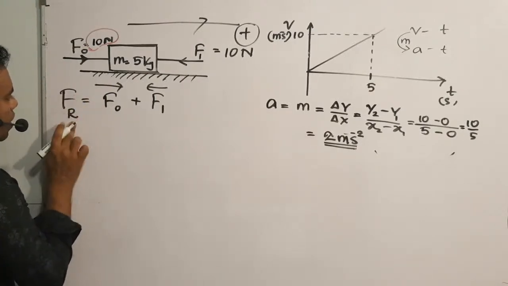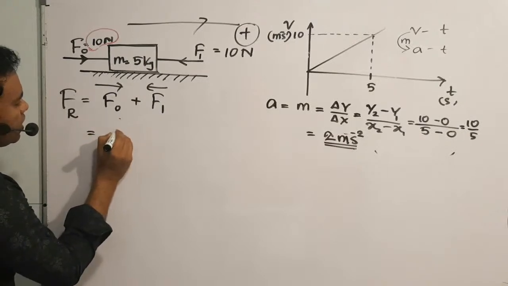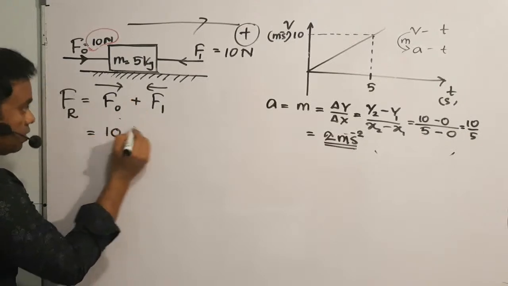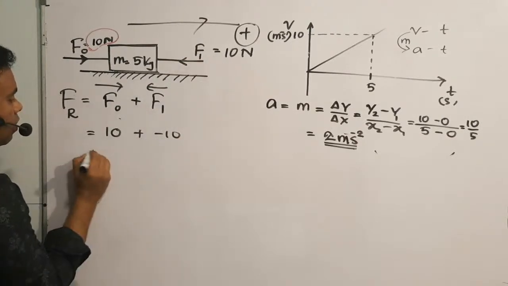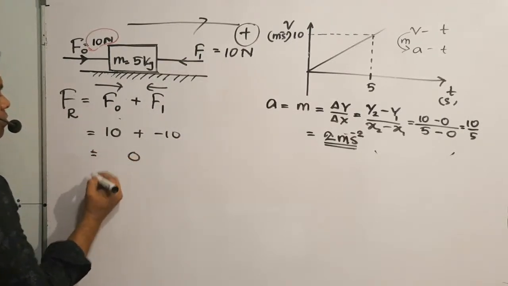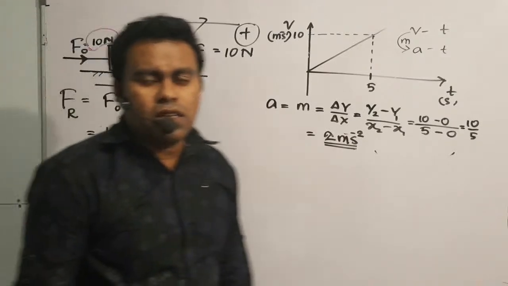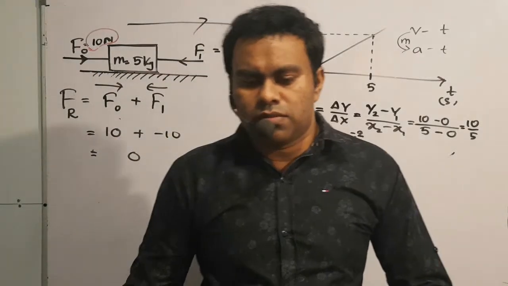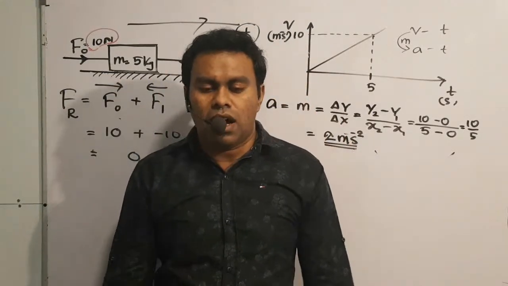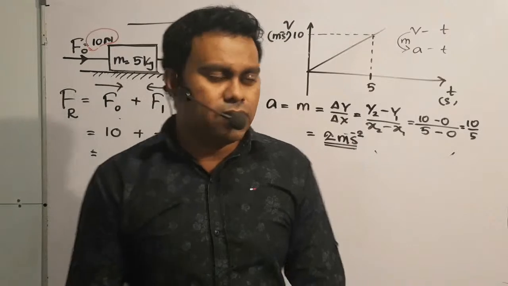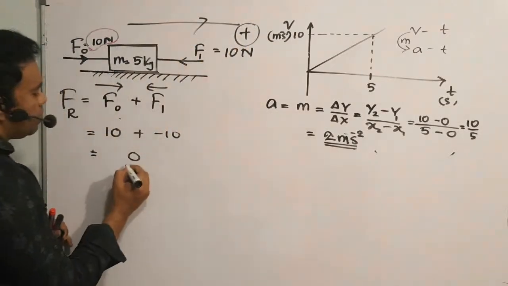resultant, write capital R. F0 is 10, plus here's minus 10. Yes, that's opposite direction. Altogether 0. External unbalanced force is 0. Unbalanced force is 0 means it is balanced.